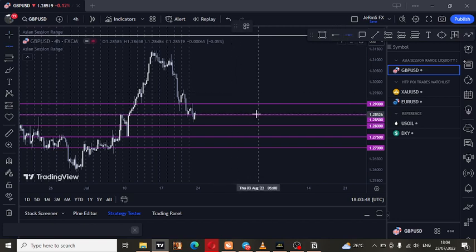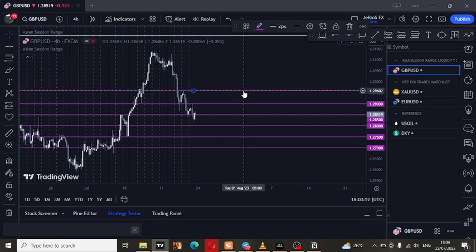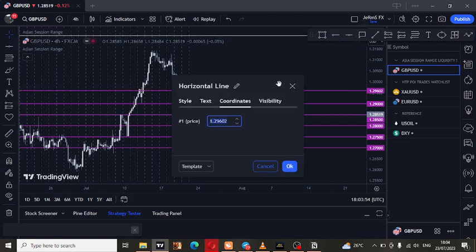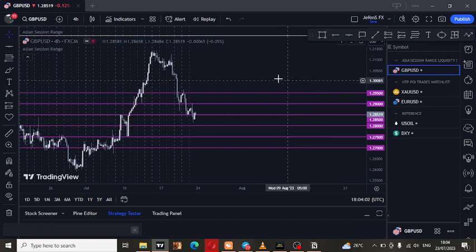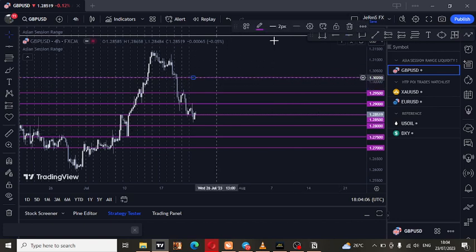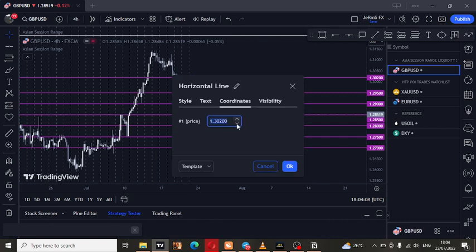The next psychological level will be 1.295. And then you leave it here like this. You can draw as many as you want. The next one will be 1.30. It's not like I'm doing anything, I'm just rounding up the numbers.